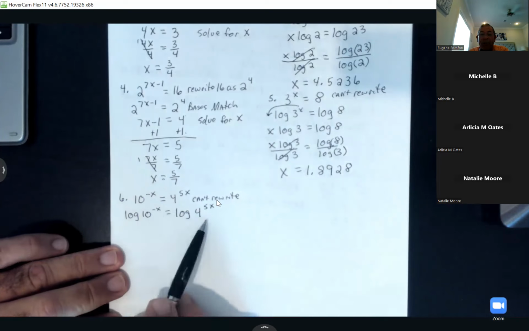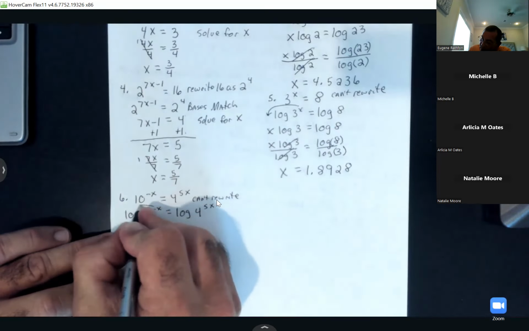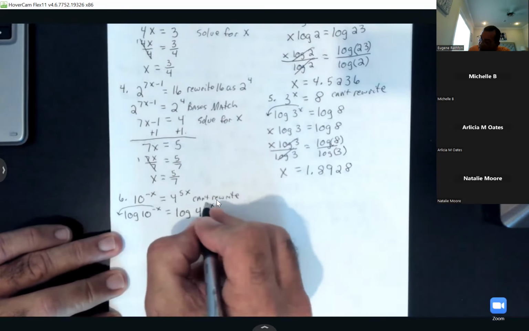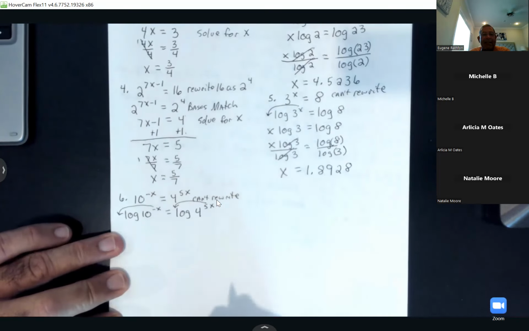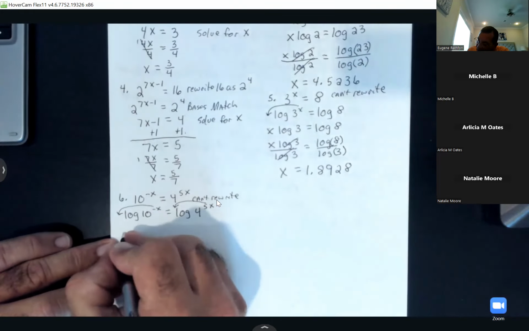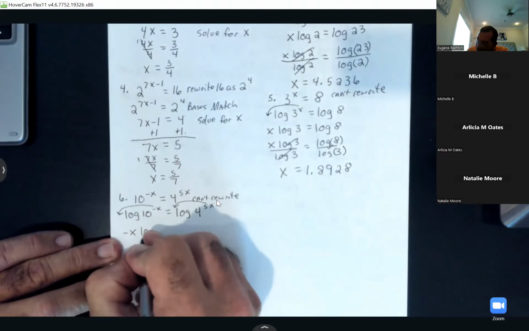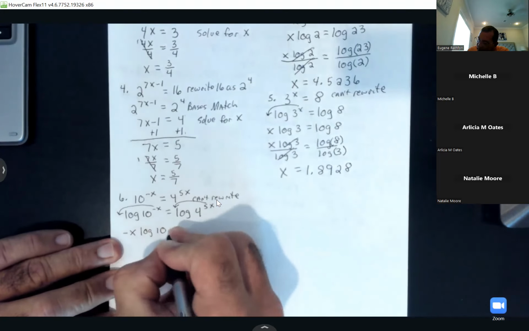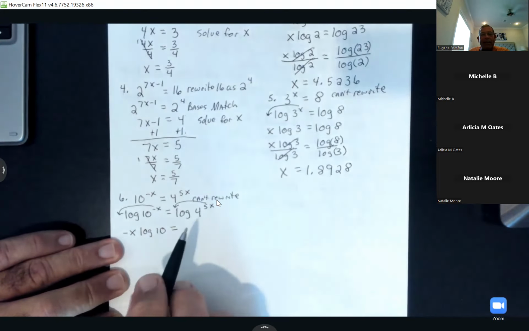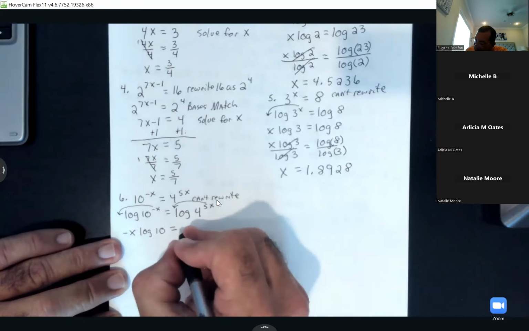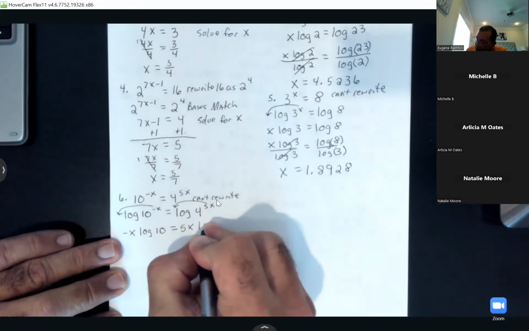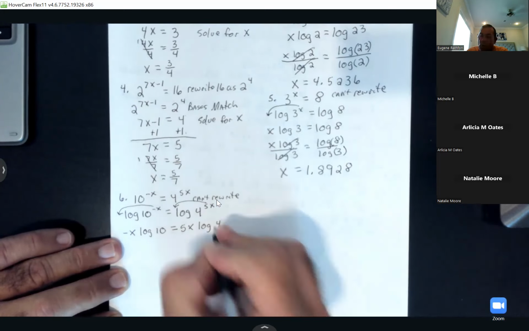Now I got a variable on both sides, so I got to bring down the exponents on both sides. So over here we'll get a negative x log 10. On the right side, I'm going to get a 5x log 4.